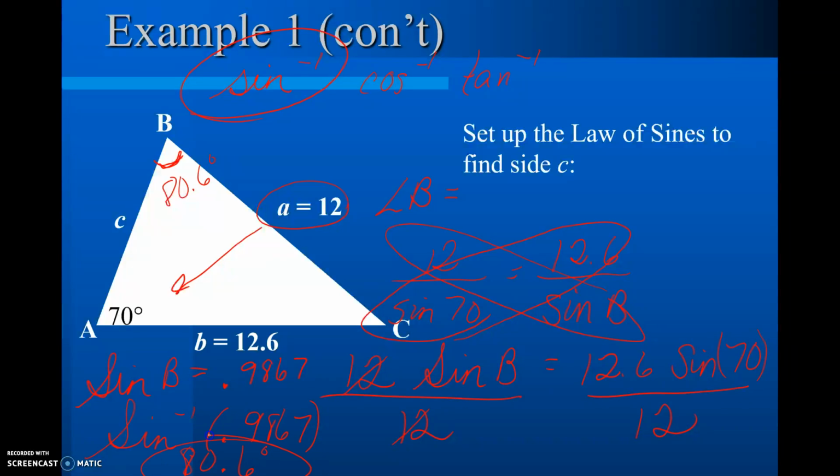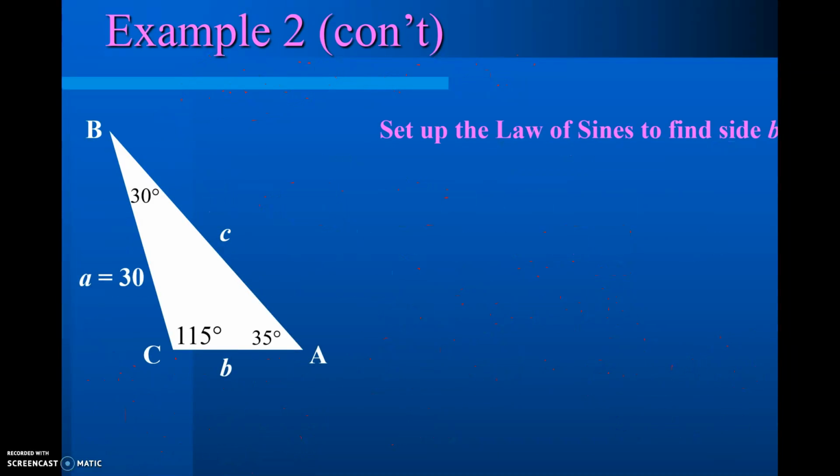All right, so that's how we're going to find side and angle. Let's look at one more, finding the side, and then I'm going to let you work on your homework. So say we have this. Let's look for b. So 30 over the sine of its opposite angle, which is 35, so sine 35, equals b over sine 30.